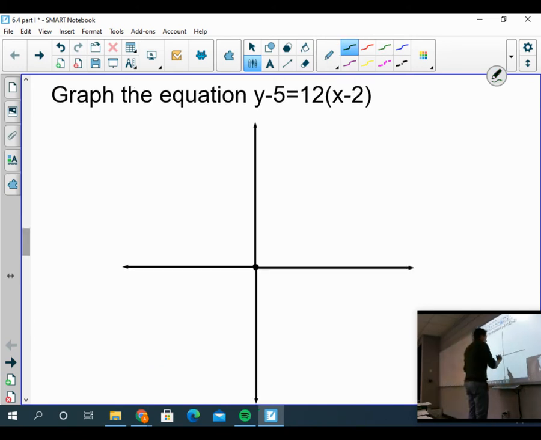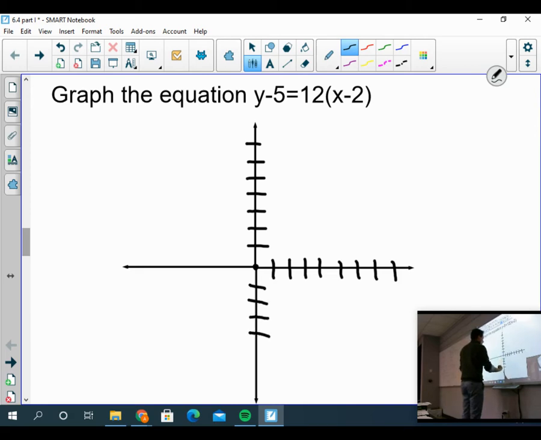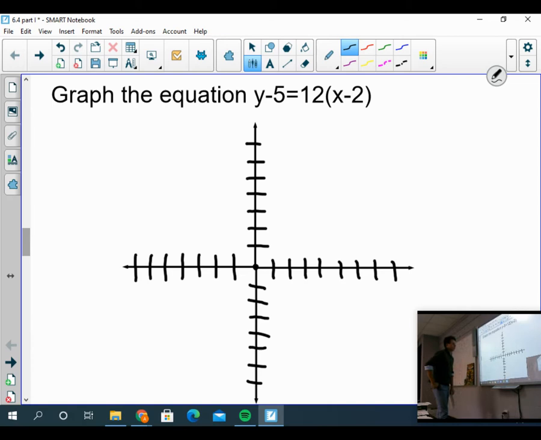Okay? If you feel confident you've seen point-slope form before and you want to try graphing with it, go ahead and try it. Pause this video and try and graph the equation y minus 5 equals 12 times x minus 2. But if you aren't feeling super confident with it, what I want you to do is go ahead and follow along with me. So pause that video and give it a shot. Or stick with me. Okay?